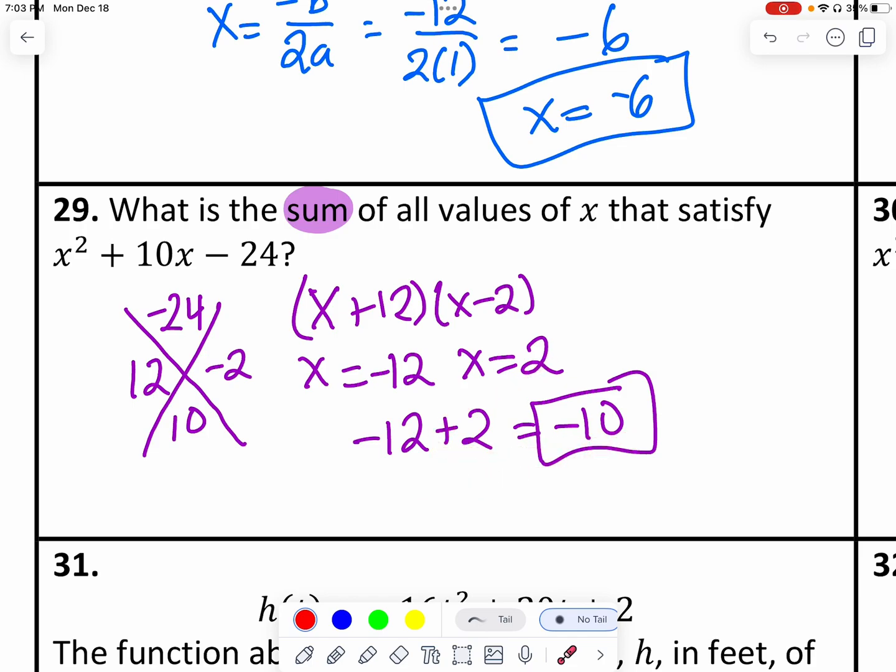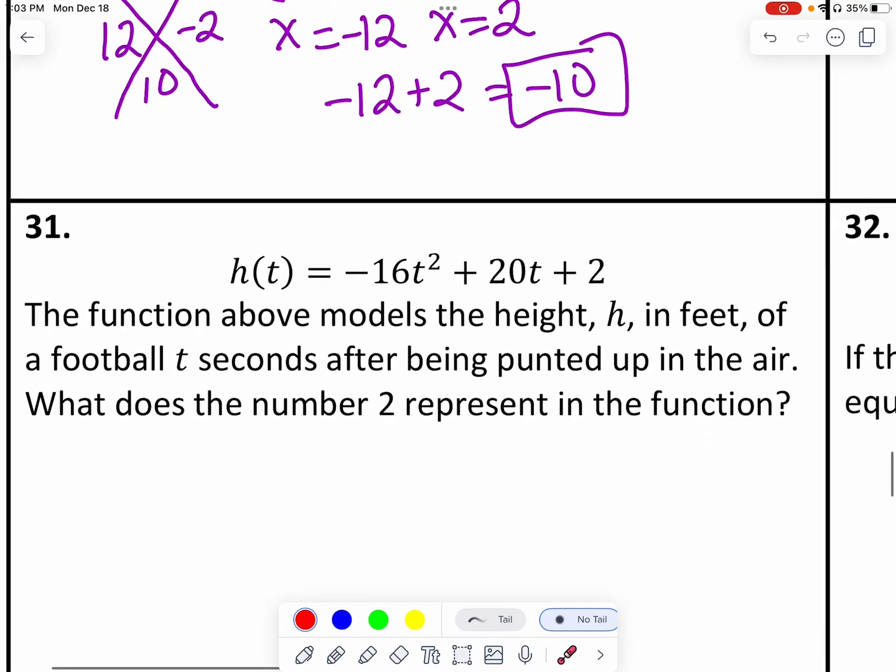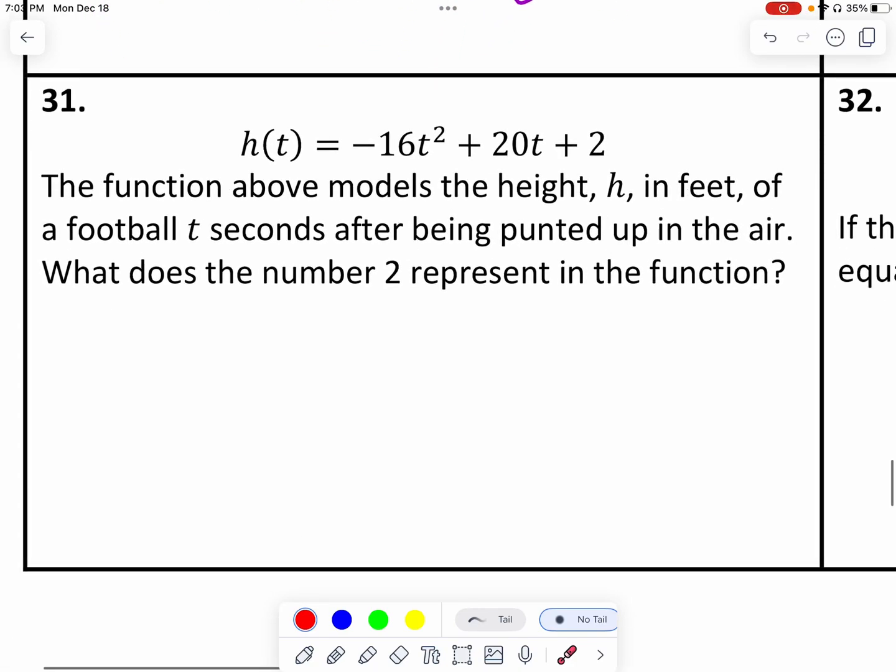All right, this one we did a whole project on, and we did a huge scavenger hunt on this kind of stuff. This is projectile motion. The function above models the height, h, in feet of a football t seconds after being punted in the air. What does the number 2 represent in the function? So I'm looking at this guy right here. All it is, is your initial height.